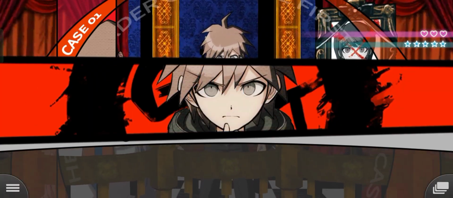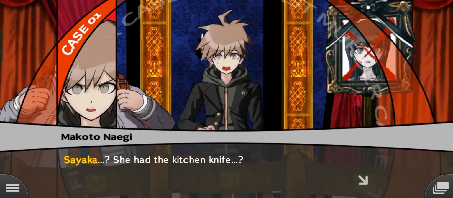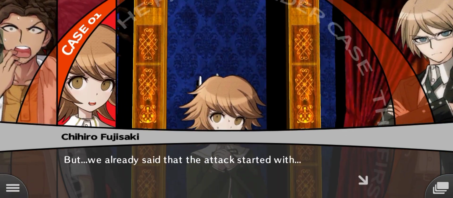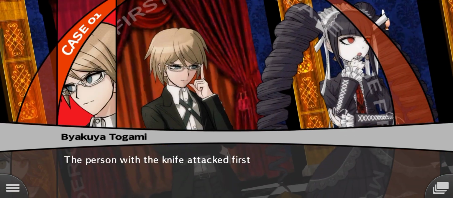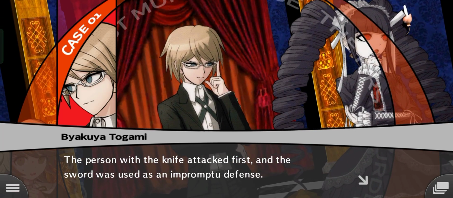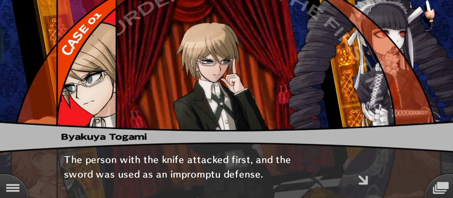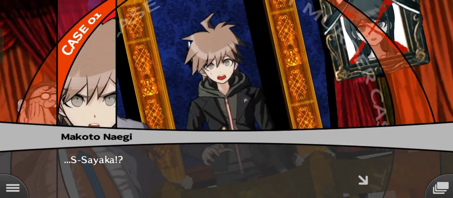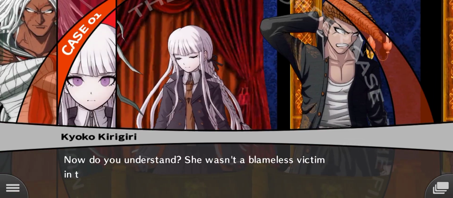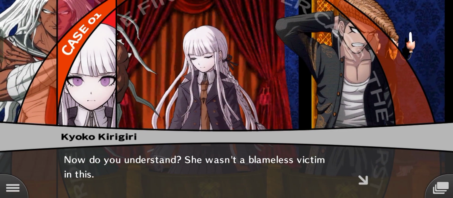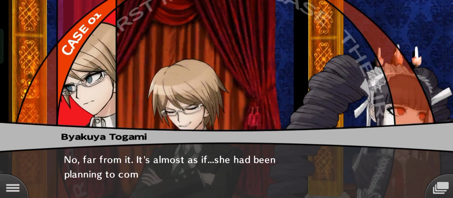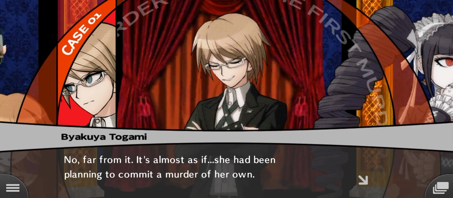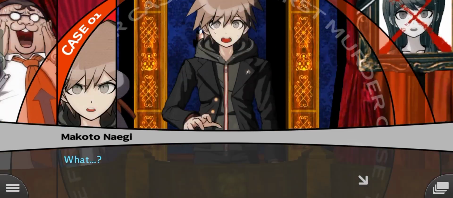I got it! Sayaka? She had the kitchen knife? But we already said that the attack started with... The person with the knife attacked first, and the sword was used as an impromptu defense. Then the one who attacked first was... Sayaka? Now do you understand? She wasn't a blameless victim in this. No, far from it. It's almost as if she'd been planning to commit a murder of her own.